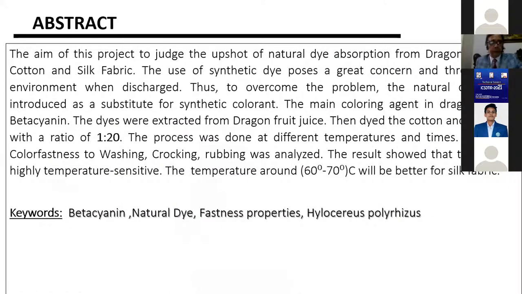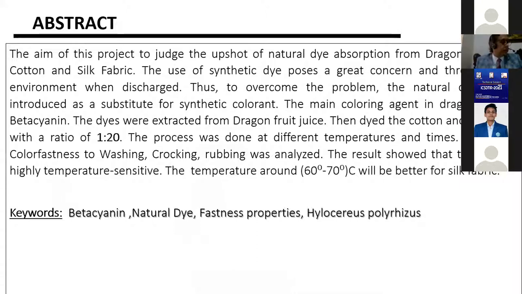Okay, my abstract: the aim of this project is to study natural dye absorption from dragon fruit into cotton and silk fabric. We know that synthetic dyes pose a great concern and threat to the environment when discharged. Thus, to overcome the problem, natural colorant is introduced as a substitute for synthetic colorant. The main coloring agent in dragon fruit is beta-cyanin.